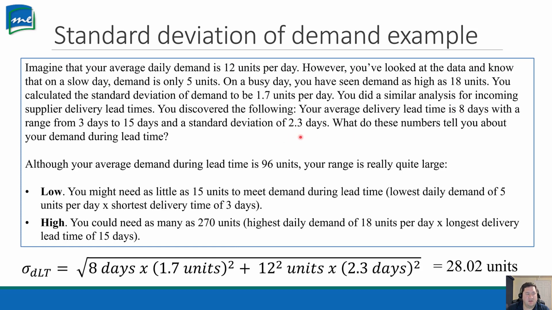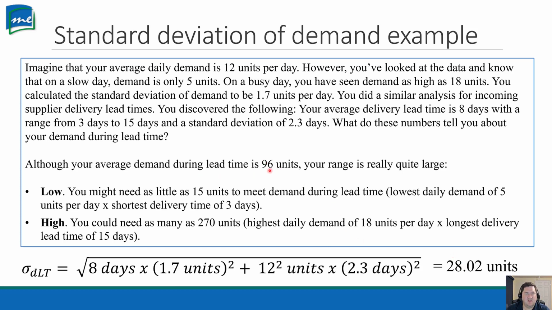So what do these numbers tell you about your demand during lead time? This 2.3 days, the standard deviation for lead time, went over here. So we're selling 12 units a day, but it could range 2.3 days on either side of that when we place an order. But our average delivery time is 8 days. So far, I hope this makes sense. When we do all this math, it comes up to 28.02 units. So this would be, in essence, our safety stock. But we'll get more into that.